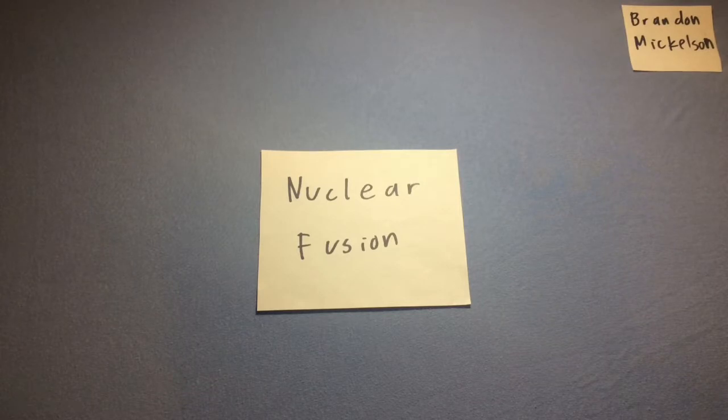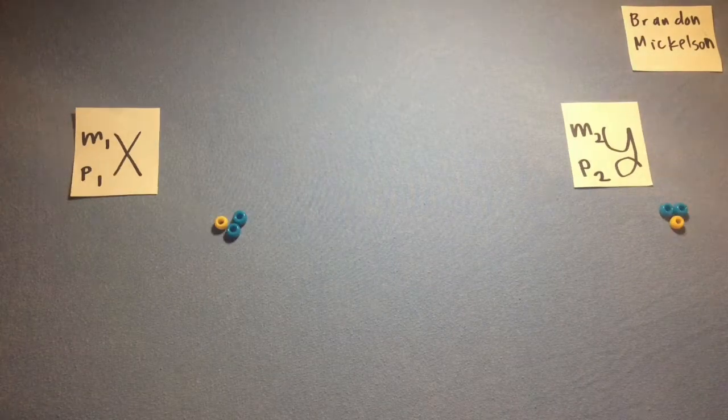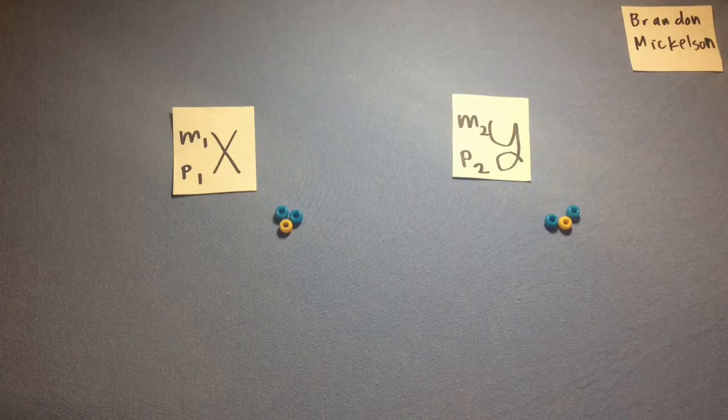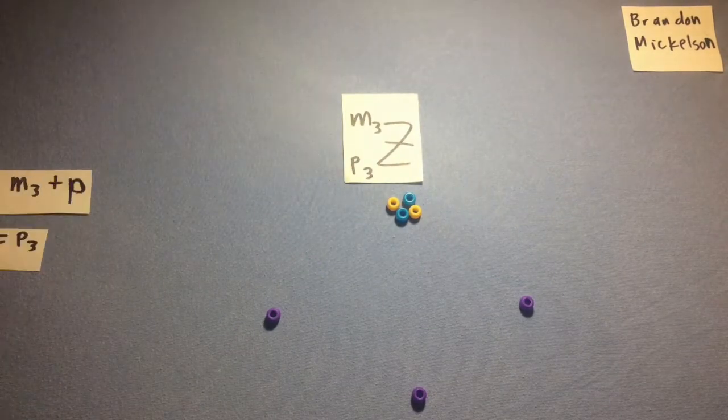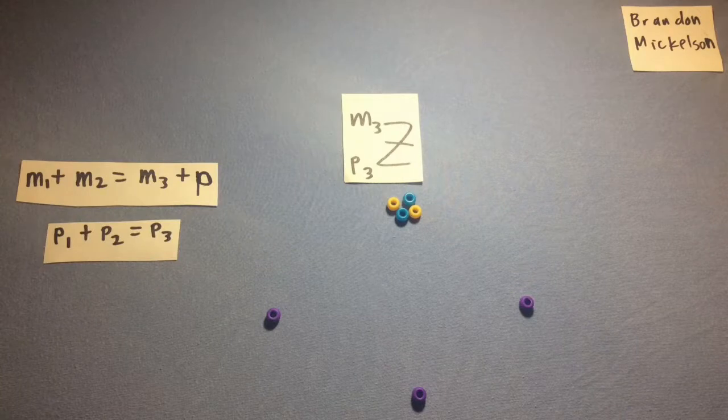Nuclear fusion is the process of combining two smaller atoms to produce larger ones. As small atoms collide at high velocities, high amounts of energy are released and the two atoms combine. This can also throw off protons or neutrons, represented here by purple beads. Notice that the mass of the initial atoms is equivalent to the mass of the product added to the number of particles given off. The sum of the protons in the initial atoms is also equal to the product's protons.